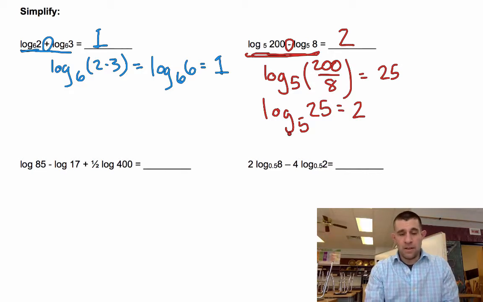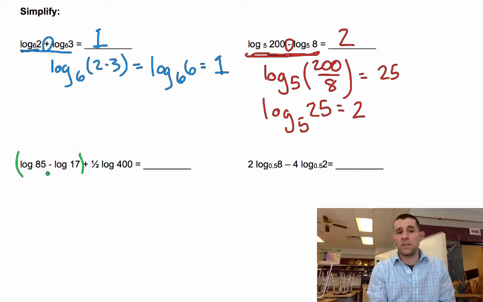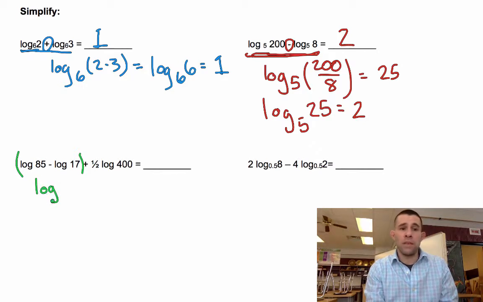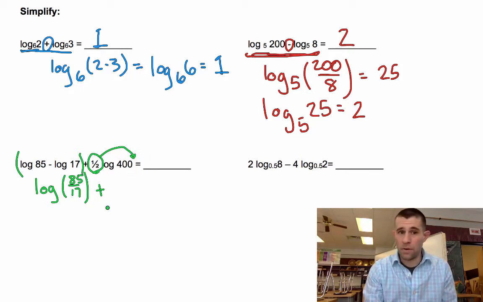All right. Now we're getting into a little bit more detailed stuff here. We actually have log base 10 of 85 minus log base 10 of 17 plus 1/2 of log base 10 of 400. So there's a lot of stuff going on here. Let's just break it up into some pieces. Let's start by doing the subtraction here and rewriting that as a quotient. So this is really equivalent to log base 10 of 85 over 17 plus, now this 1/2 I'm actually going to bring back up as a power. So I'm going to use that power property in reverse as well.